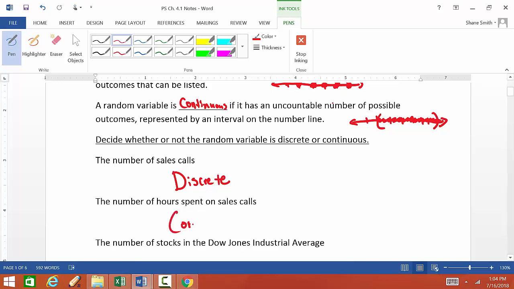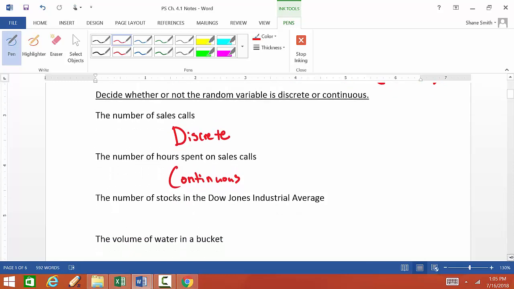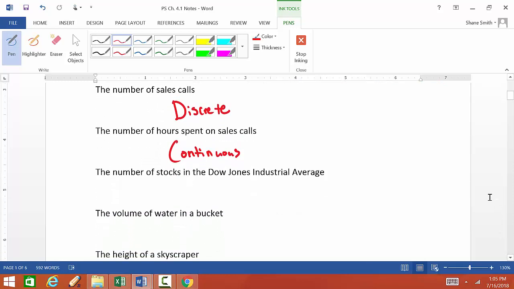So that is continuous. And here's a good tip: if you can measure something a bunch of different ways, it is most likely going to be continuous. For example, the number of sales calls, I'm just counting how many sales calls, so it's discrete. But hours or time, you can measure a bunch of different ways. I can measure how long I've been on a sales call in minutes and seconds. So try to look through the next few and see if you can identify those as discrete or continuous.